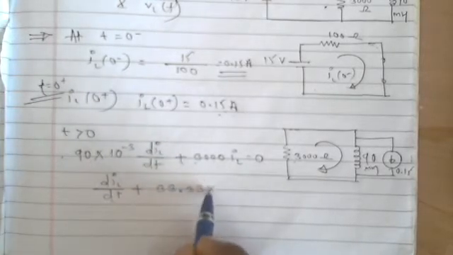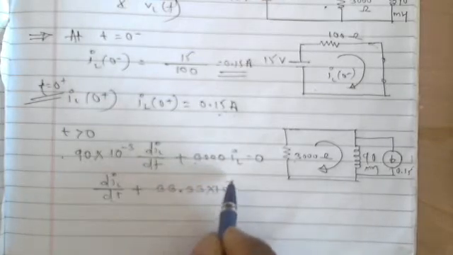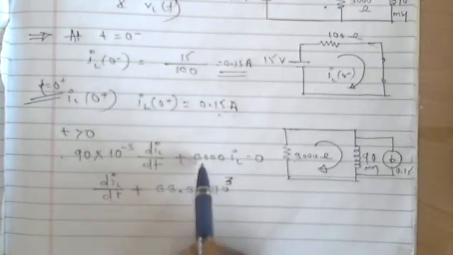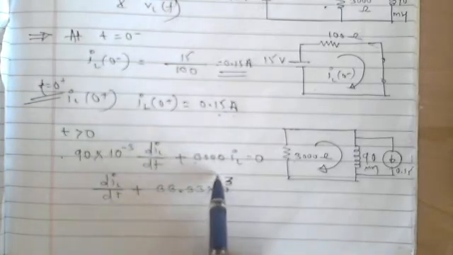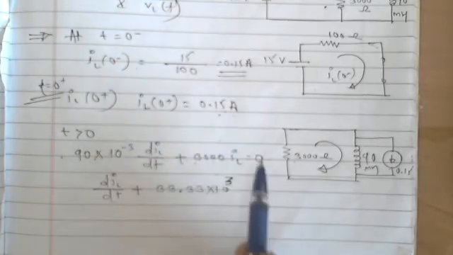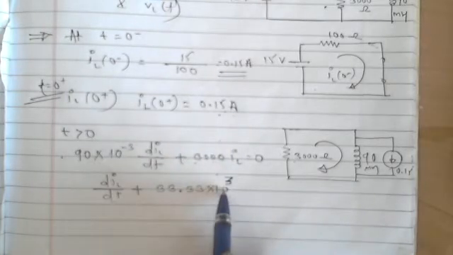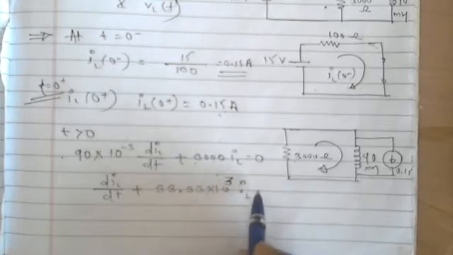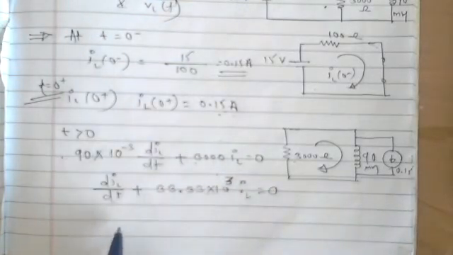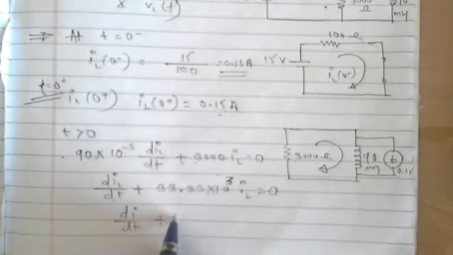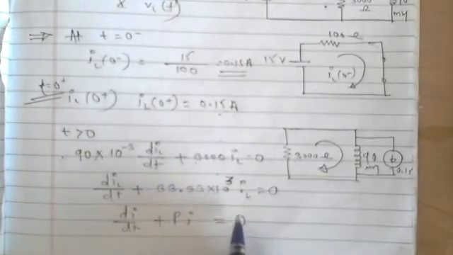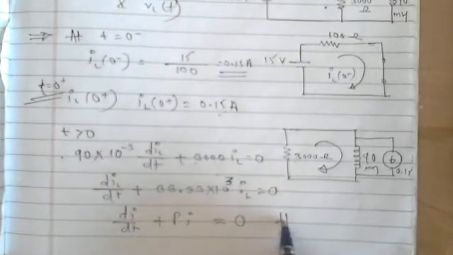So it will become 33.33 into 10 raised to, now it will be plus 3. Okay, 3000 divided by 90 is 33.33 into 10 to minus 3, which was in the denominator. When it comes in the numerator, it will become plus. Okay, IL equal to 0. Now you can see this equation resembles di by dt plus pi equal to 0. So it is a homogeneous equation.